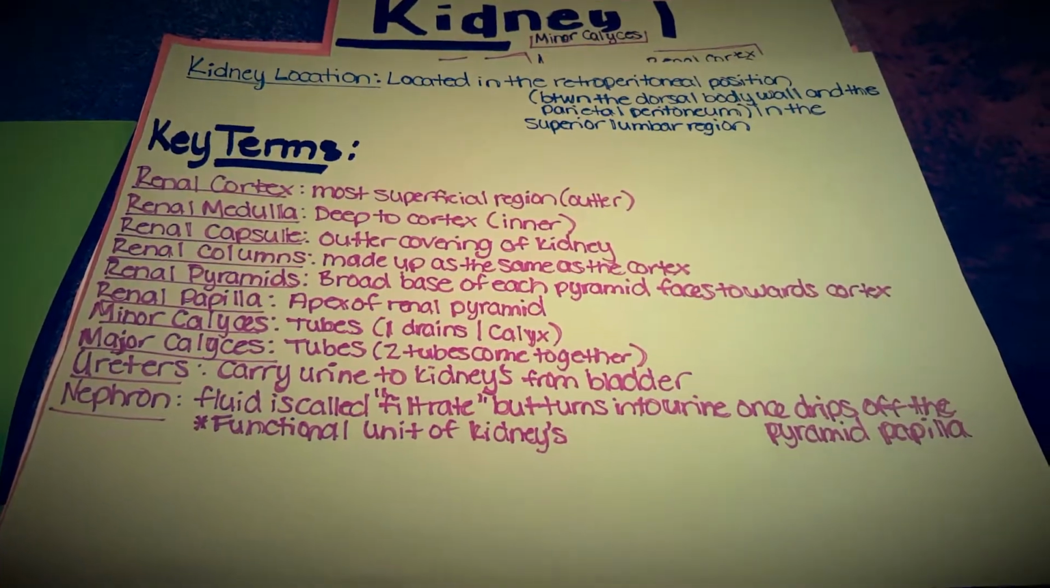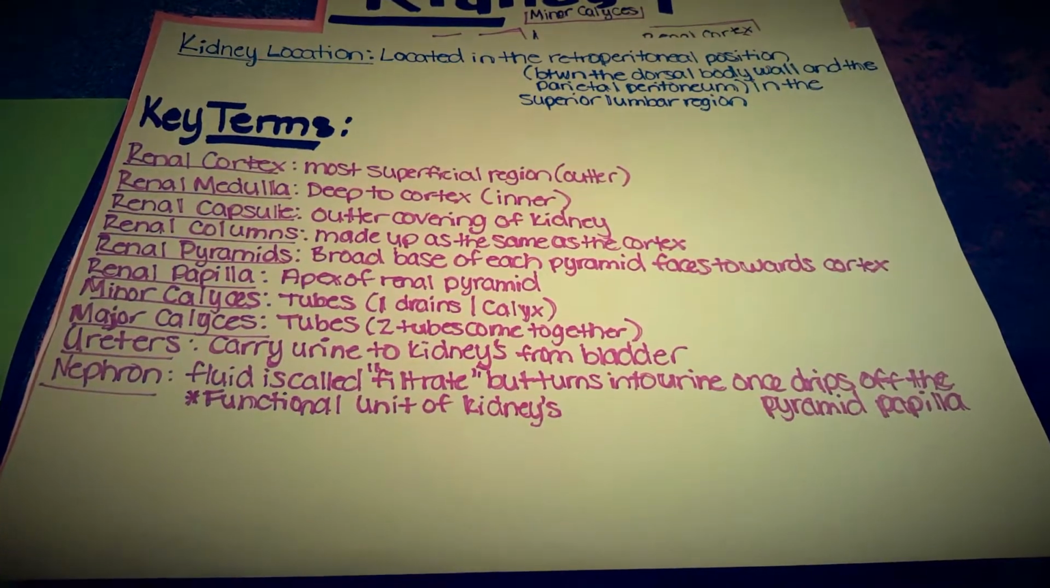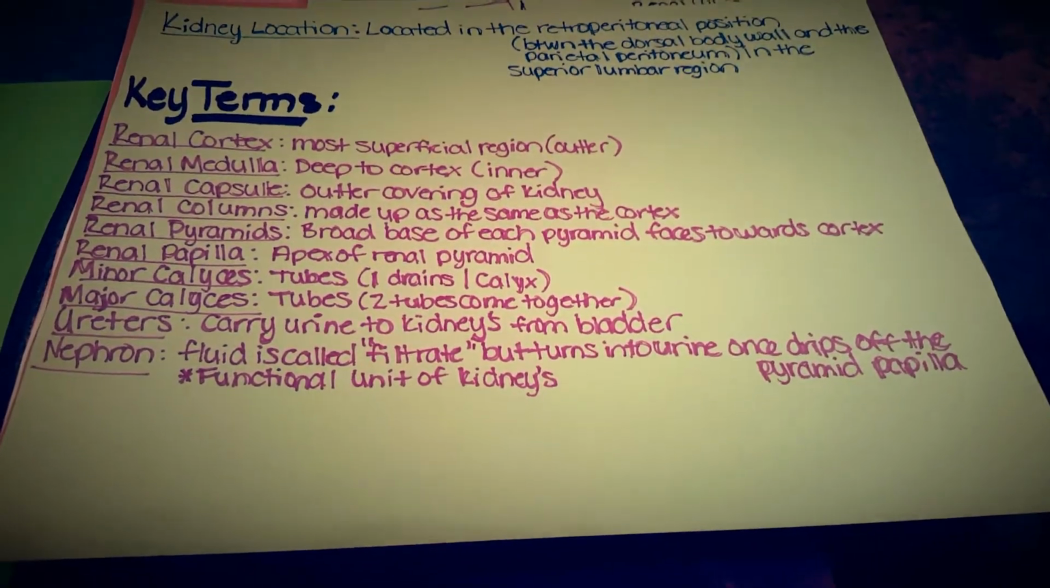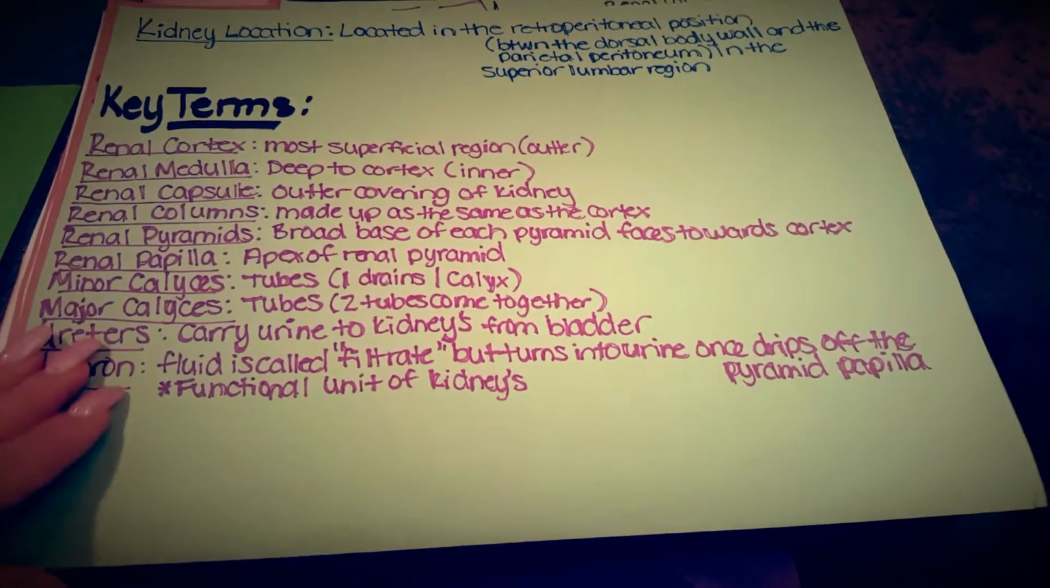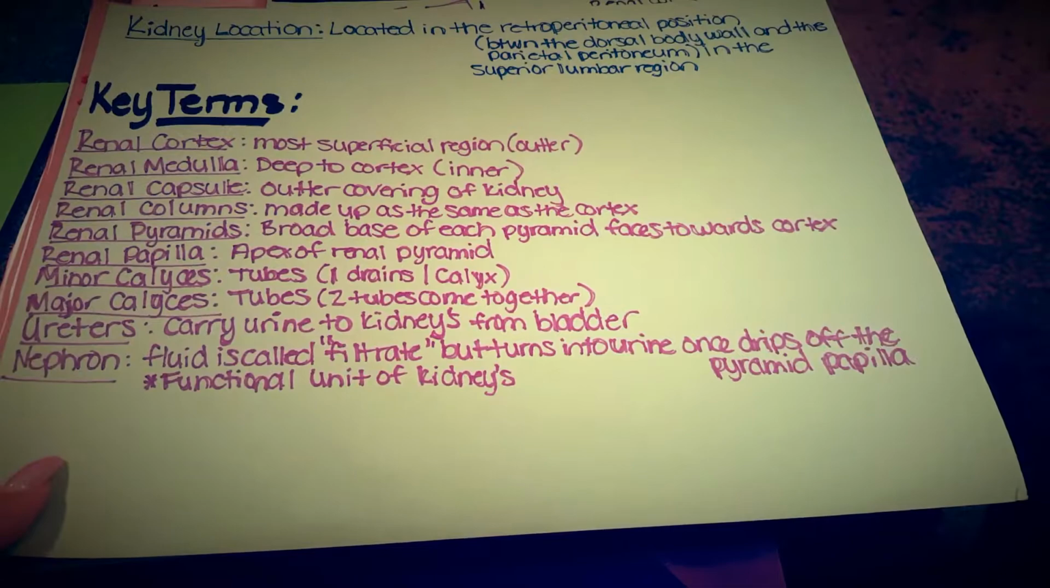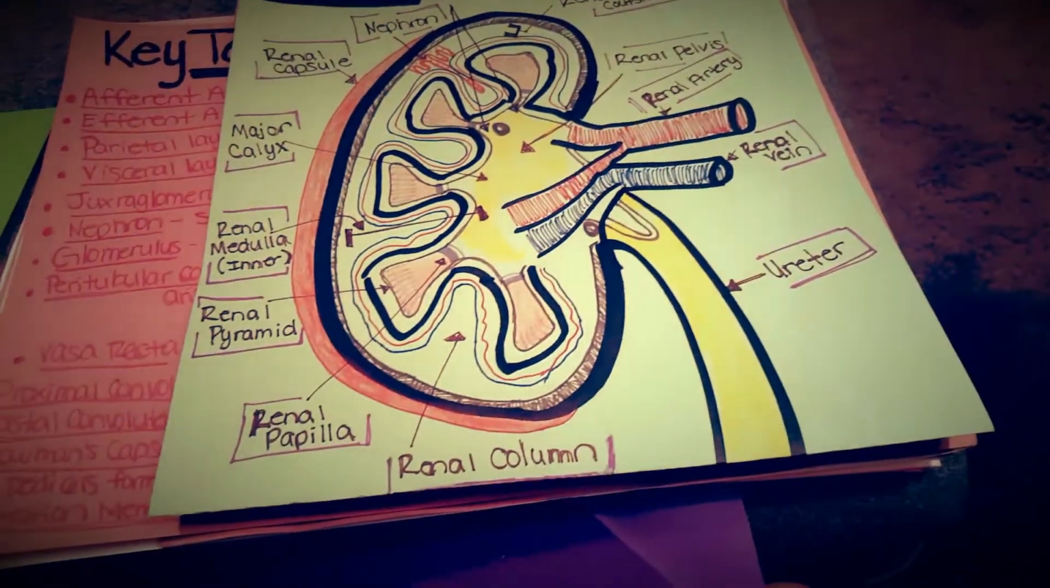The renal medulla, which is the kidney's middle region, consists of triangular renal pyramids. The renal pyramids are separated from one another by inward extensions of the renal cortex called the renal columns.